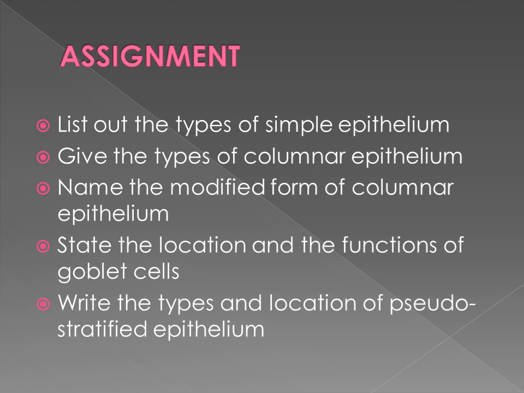Then name the modified forms of columnar epithelium. What are the modified cells? First one is microvilli. Second one is goblet cells. And the next question: state the location and the function of goblet cells. It is present in the digestive tract and it secretes a protective layer called the mucus layer. Understand? Next one, write the types and the location of pseudo-stratified epithelium. Pseudo-stratified epithelium is again classified as ciliated and non-ciliated, and it is present in the trachea, upper respiratory tract, and male reproductive organs such as the epididymis, the tract of the urethra, and the ducts of large glands. So in all these places this type of epithelium is present.